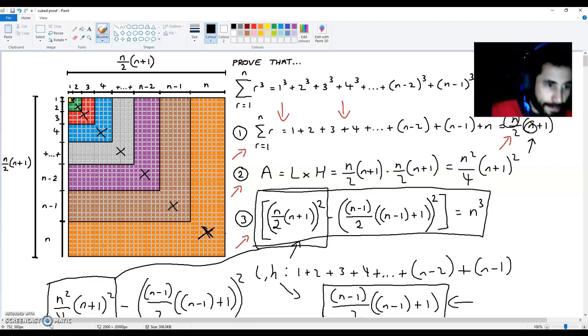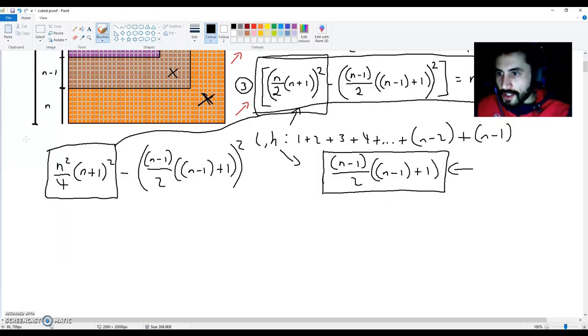But the first step is to understand this right here and to prove why it's the case so that it sinks in to your mind. So the area shaded in orange is equal to this. We are getting the big orange square and we are subtracting the brown square from it. Now let's prove that this is in fact equal to n cubed.